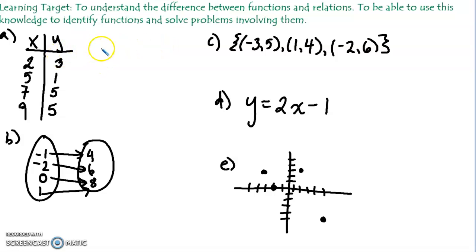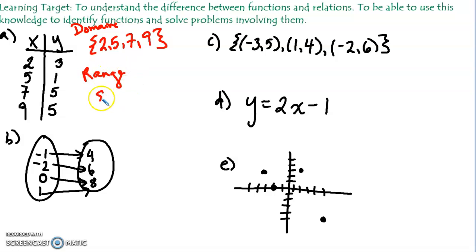Okay, so for this one, if I wanted to state the domain, I would say the domain are the values 2, 5, 7, and 9. Okay, so that's that set of values. You could start by stating domain here, just to be more clear. Range would be all the y values. So 3, 1, and 5. If a number is repeated twice, you do not need to repeat it. Okay, you could just write it once, save yourself some time.